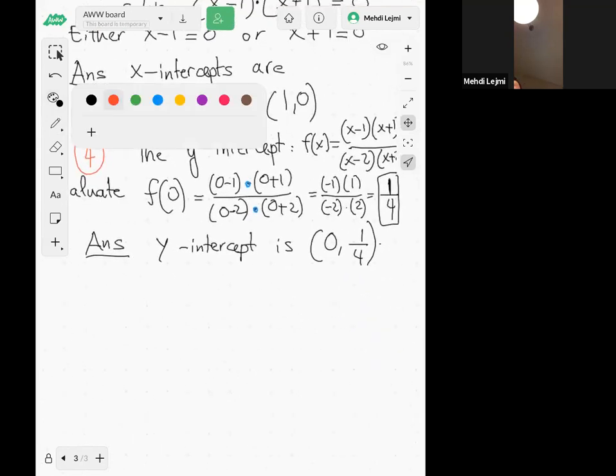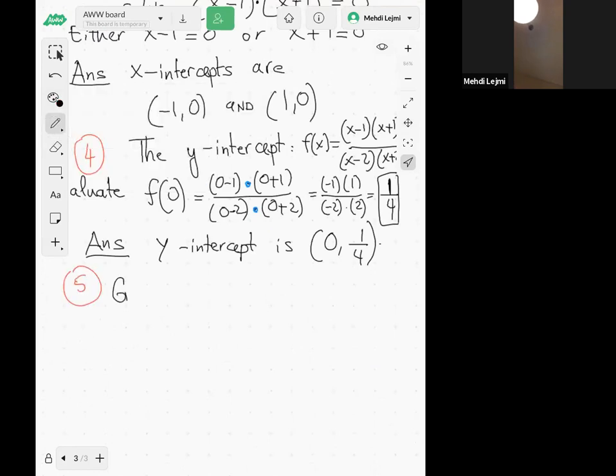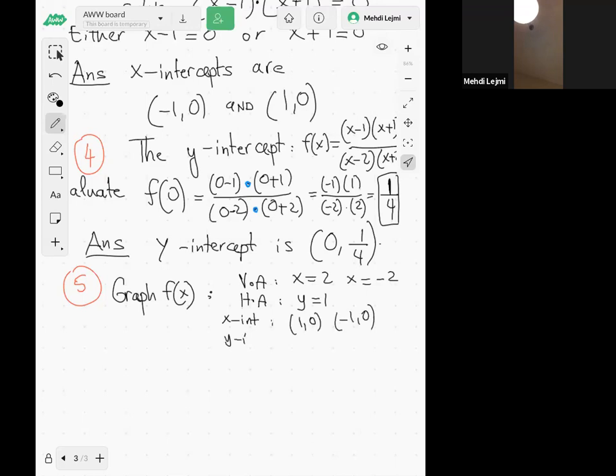So that's all the pieces of information we're going to use to graph our function f. So, step 5, we're going to graph f of x. Let me just write down here the information we have. We have vertical asymptotes: we said it's x equals 2 and x equals -2. We had a horizontal asymptote at y equals 1. The x-intercepts are positive 1, 0 and -1, 0. And the y-intercept is 1/4.